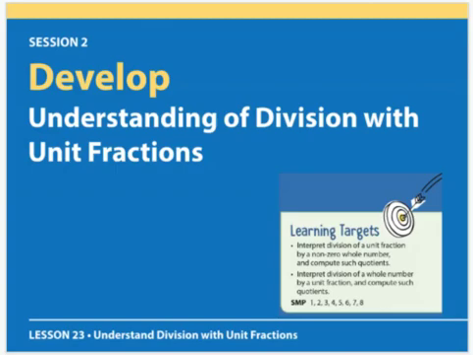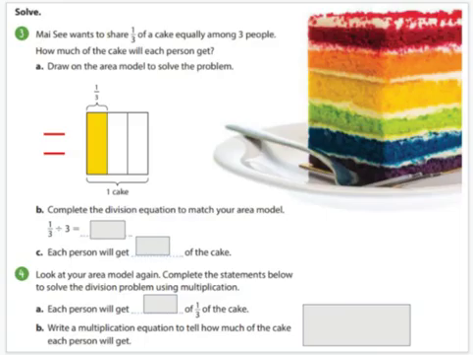Now, before we begin with today's lesson, I do want to take a look at yesterday's exit ticket with the cake. So if you want to flip back to page 462 in your workbook so you can follow along, please do so now. So the problem says my C wants to share 1/3 of cake equally among 3 people. How much of the cake will each person get?